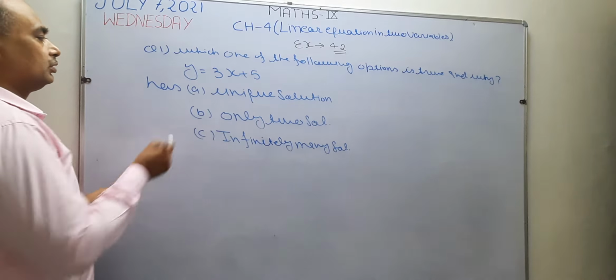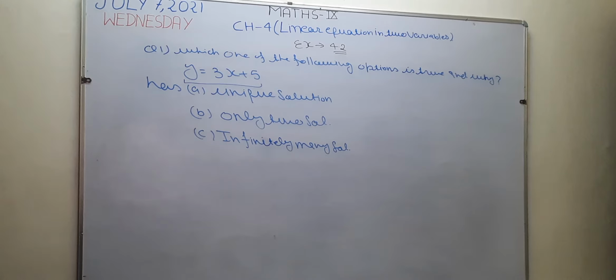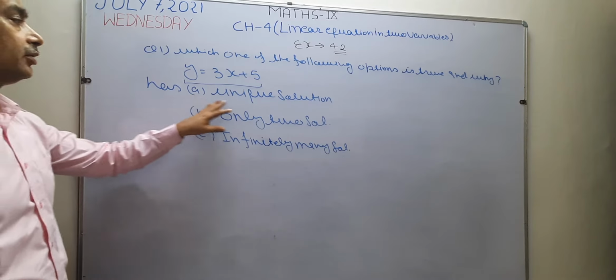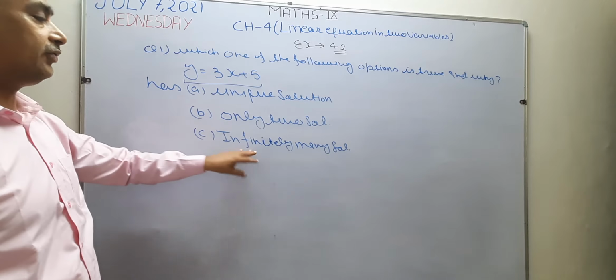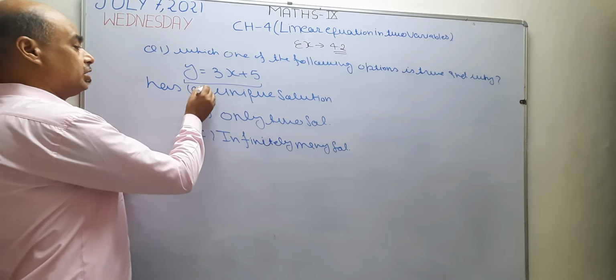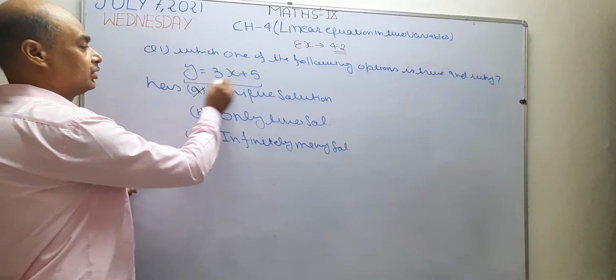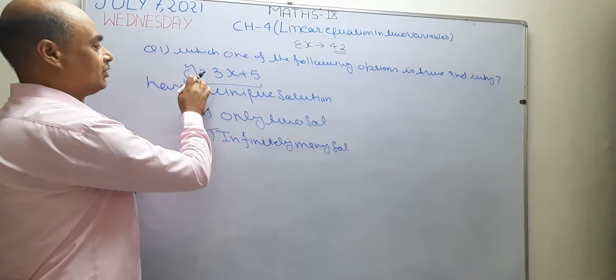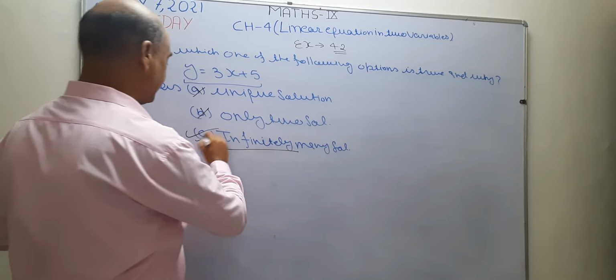This linear equation in two variables is given. We have to check whether this equation has a unique solution, only one solution, or infinitely many solutions. So only a unique solution is wrong. Only two solutions is also wrong. This given equation in two variables has infinitely many solutions. This is the right answer.